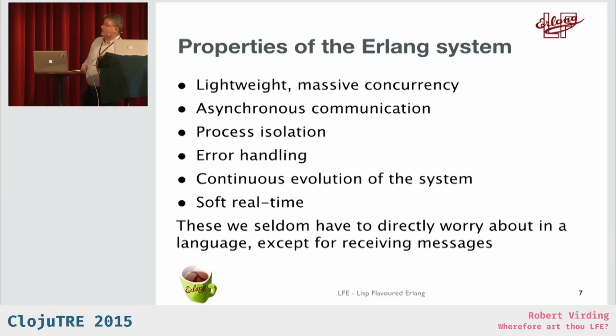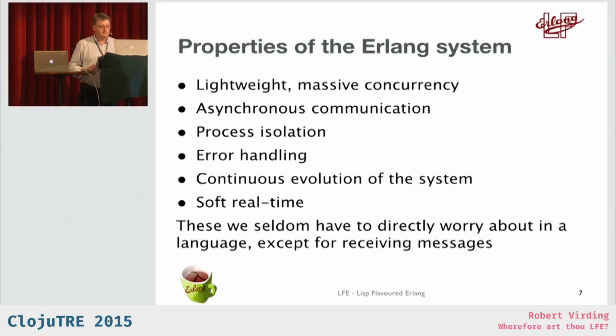So we have lightweight, massive concurrency in the system. We can literally run millions of processes. And there are system applications in production running millions of processes. WhatsApp did it for a while. They were on one machine, running 2 million concurrent TCP connections on one Erlang system, and that's at least one Erlang process per connection.